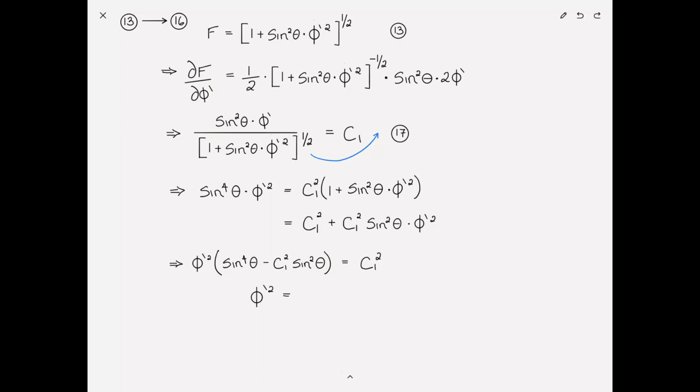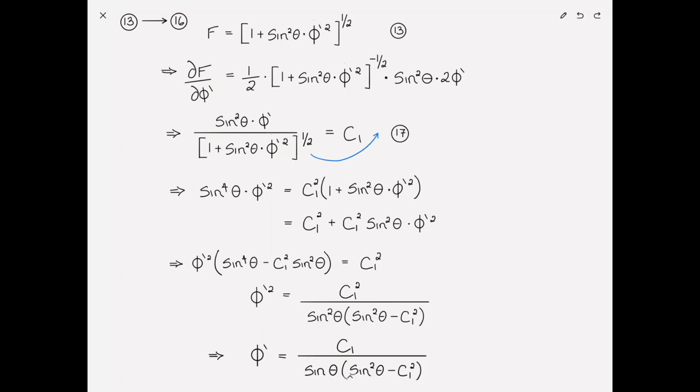Now I'm going to solve for phi prime squared by taking this to the other side. At the same time, I'm going to take out sine squared theta as a common factor. And I'm left with C1 squared divided by sine squared theta times sine squared theta minus C1 squared. Finally, I can take the square root of both sides to give me that phi prime is equal to C1 divided by sine theta times sine squared theta minus C1 squared to the power of 1/2. That is equation 18, and we're going to put an intermediate yellow box around it.